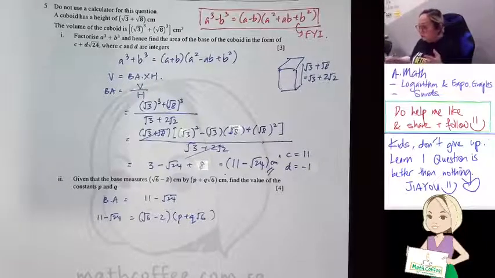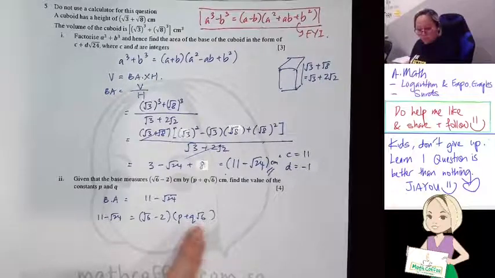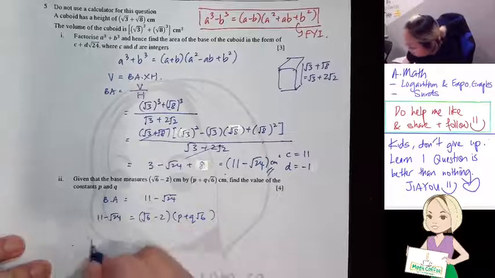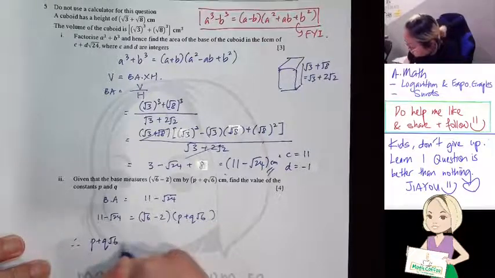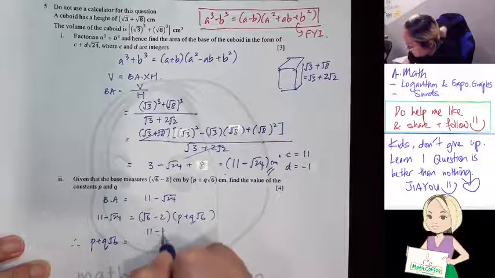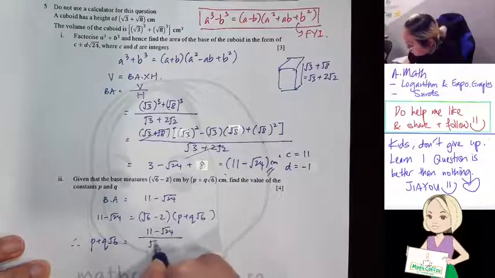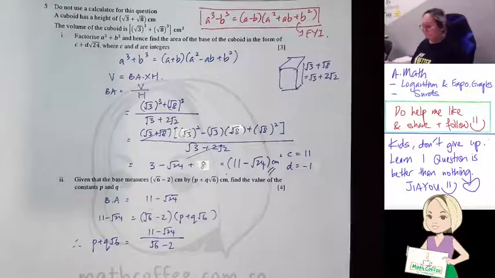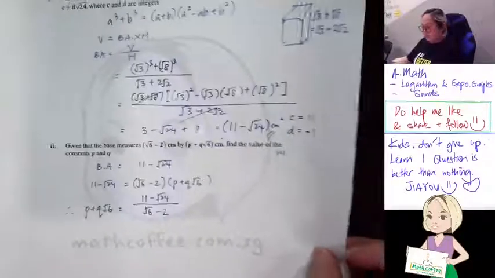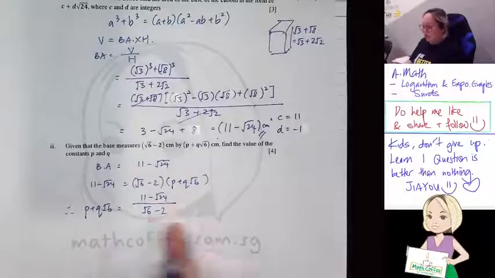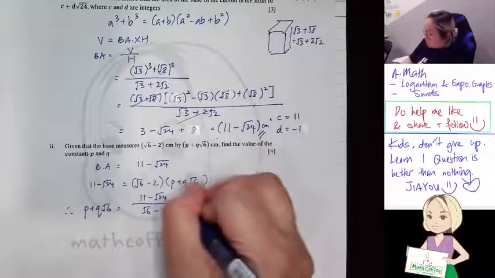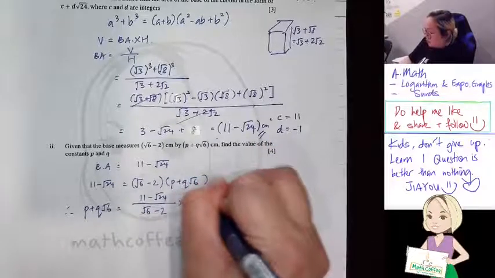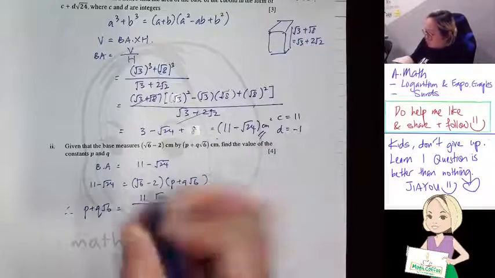So all you need to do is make this one the subject. So therefore, my p plus q square root 6 is equals to 11 minus square root 24 divided by square root 6 minus 2. Agree now? And again, I need to rationalize this. So all you need to do is just multiply by square root 6 plus 2, square root 6 plus 2.